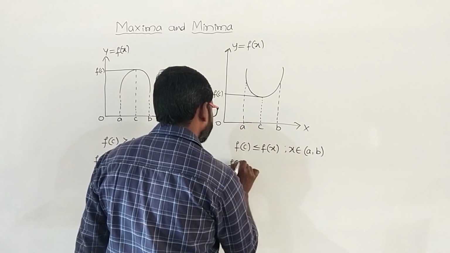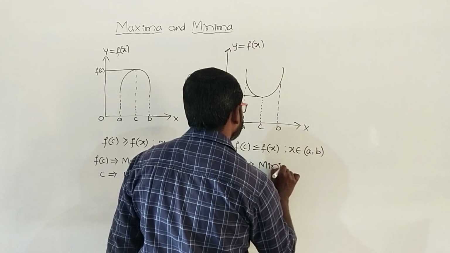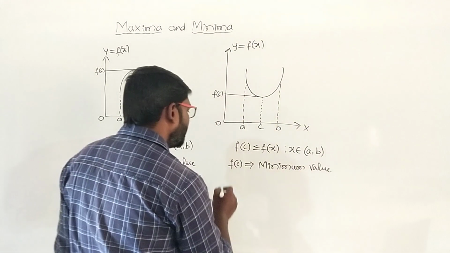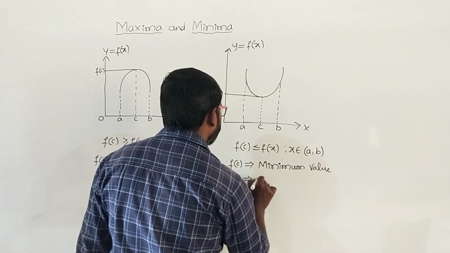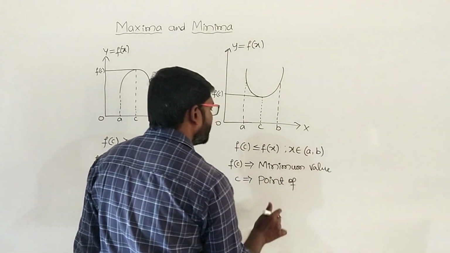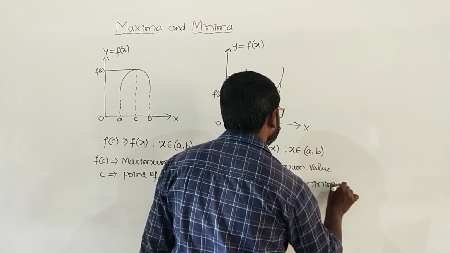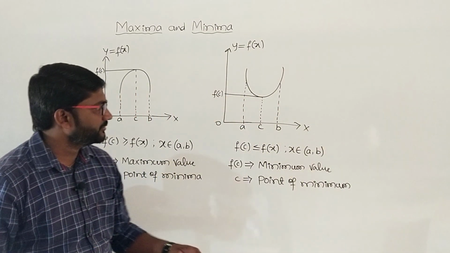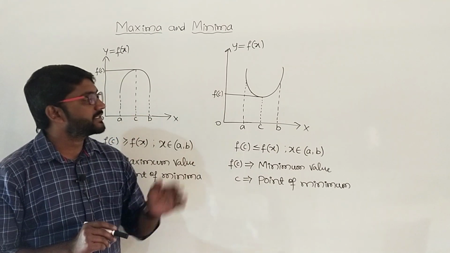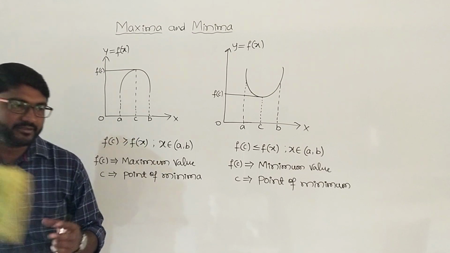So here f of c is the minimum value, and c is going to be the point of minimum. So this is regarding the minimum and the maximum. Next we are going to discuss local maxima and local minima. That will be our next concept.